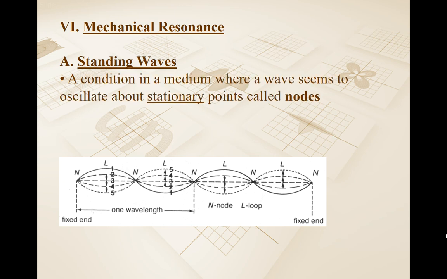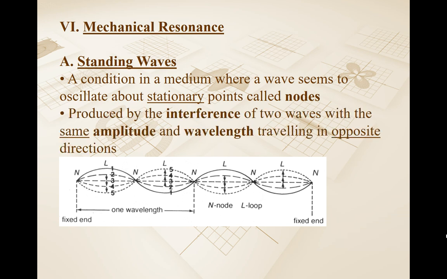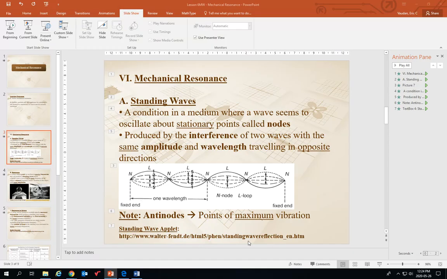So a standing wave is a condition in a medium where a wave seems to oscillate about stationary points that are called nodes. We'll come back to that point in a moment. To produce a standing wave, you need to have two waves with the same amplitude and same wavelength traveling in opposite directions. And the interference of these two waves is then going to produce what we call a standing wave. Let's go to the app to look at this.